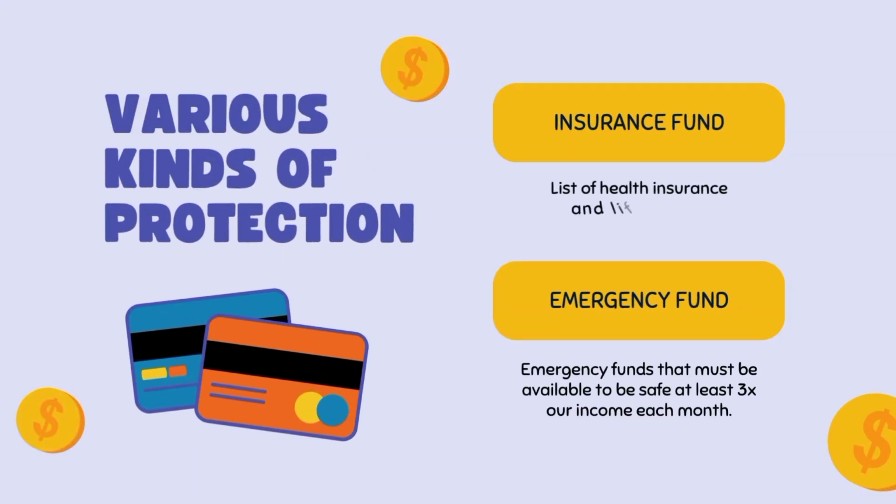Various kinds of protection: insurance fund, health insurance and life insurance. Emergency funds must be available to be safe, at least 3x our income each month.